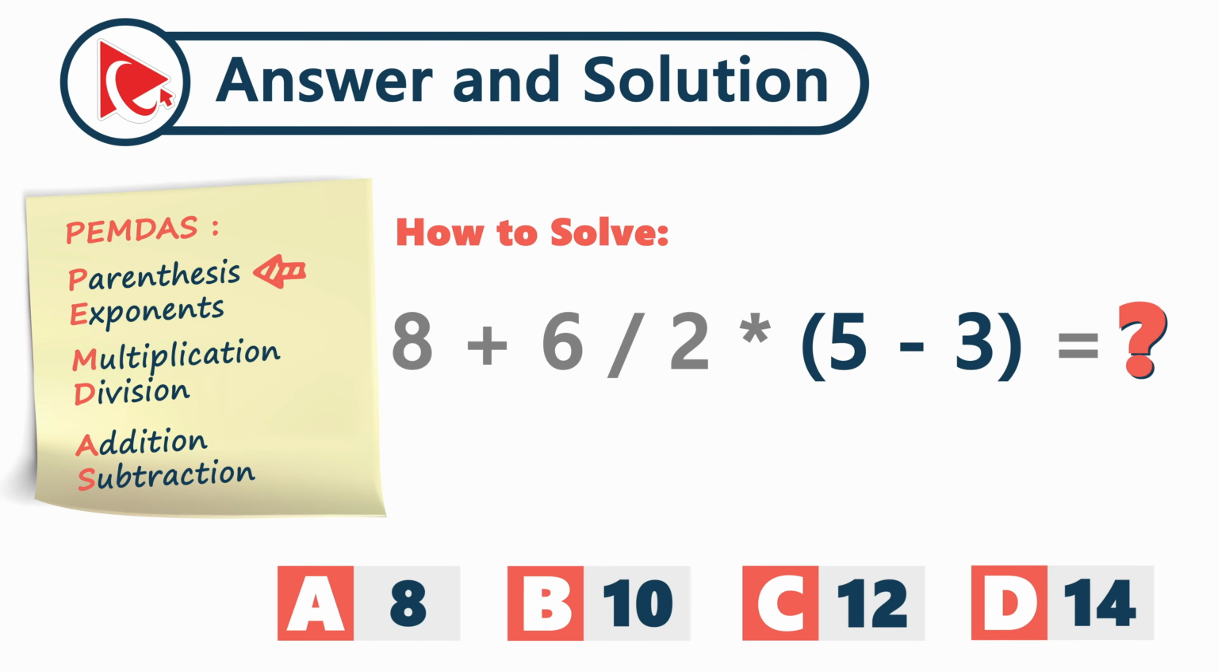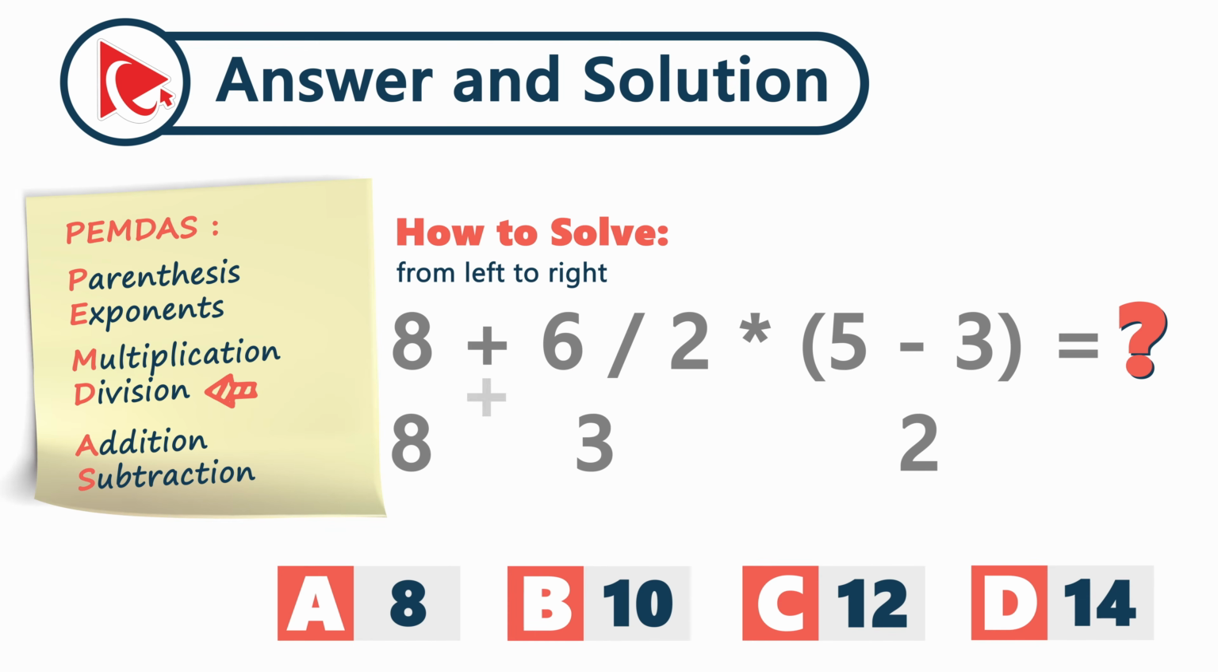Let's start with parentheses. 5 minus 3 equals 2. There are no exponents here, but there's multiplication and division. So where do you go from here? You go from left to right. 6 divided by 2 equals 3. Let's do a quick check-in to see how the updated expression looks. Now the simplified version looks like 8 plus 3 multiplied by 2 equals question mark.